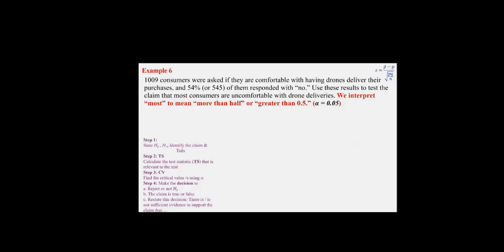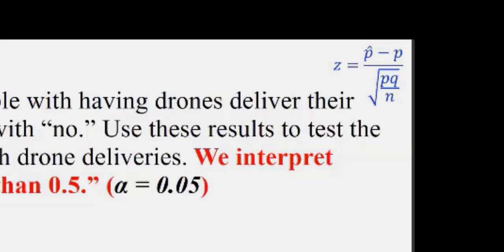1,009 consumers were asked if they are comfortable with having drones deliver their purchases, and 54% or 545 of them responded with no. Use these results to test the claim that most consumers are uncomfortable with drone deliveries. We interpret most to mean more than half or greater than 0.5. Alpha equals 0.05. If you look at the top right in blue, that is the test statistic for proportion: Z equals p hat minus p over square root of pq over n.